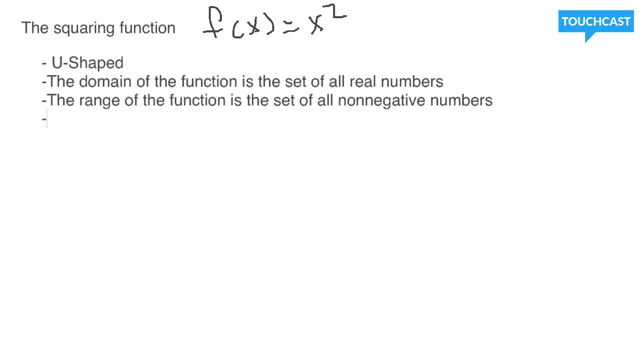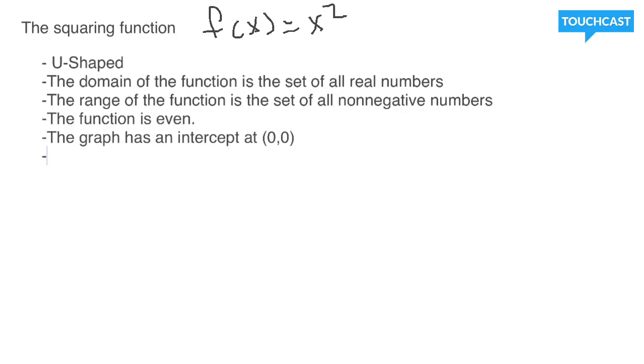Another thing that we talked about in our last lesson is odd or even, and from that, we can determine that this function is an even function. This graph, if we were to graph f of x equals x squared, has an intercept at the point 0, 0.